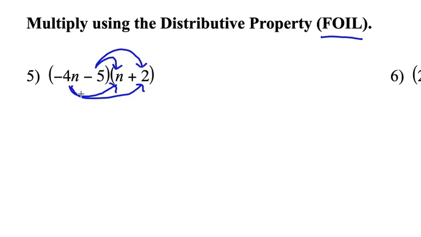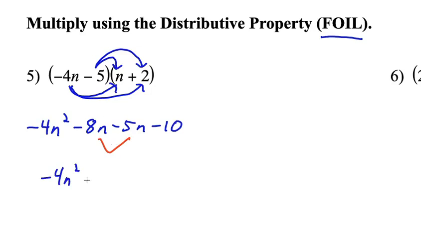All right, negative 4n times n. So that's negative 4n squared. Negative 4n times 2, negative 8n. Negative 5 times n. And finally, negative 5 times 2. All right, so we have our 4 little products from our 4 little multiplication problems. Now we're going to combine our like terms and write our final answer. So we have negative 4n squared minus 13n minus 10.